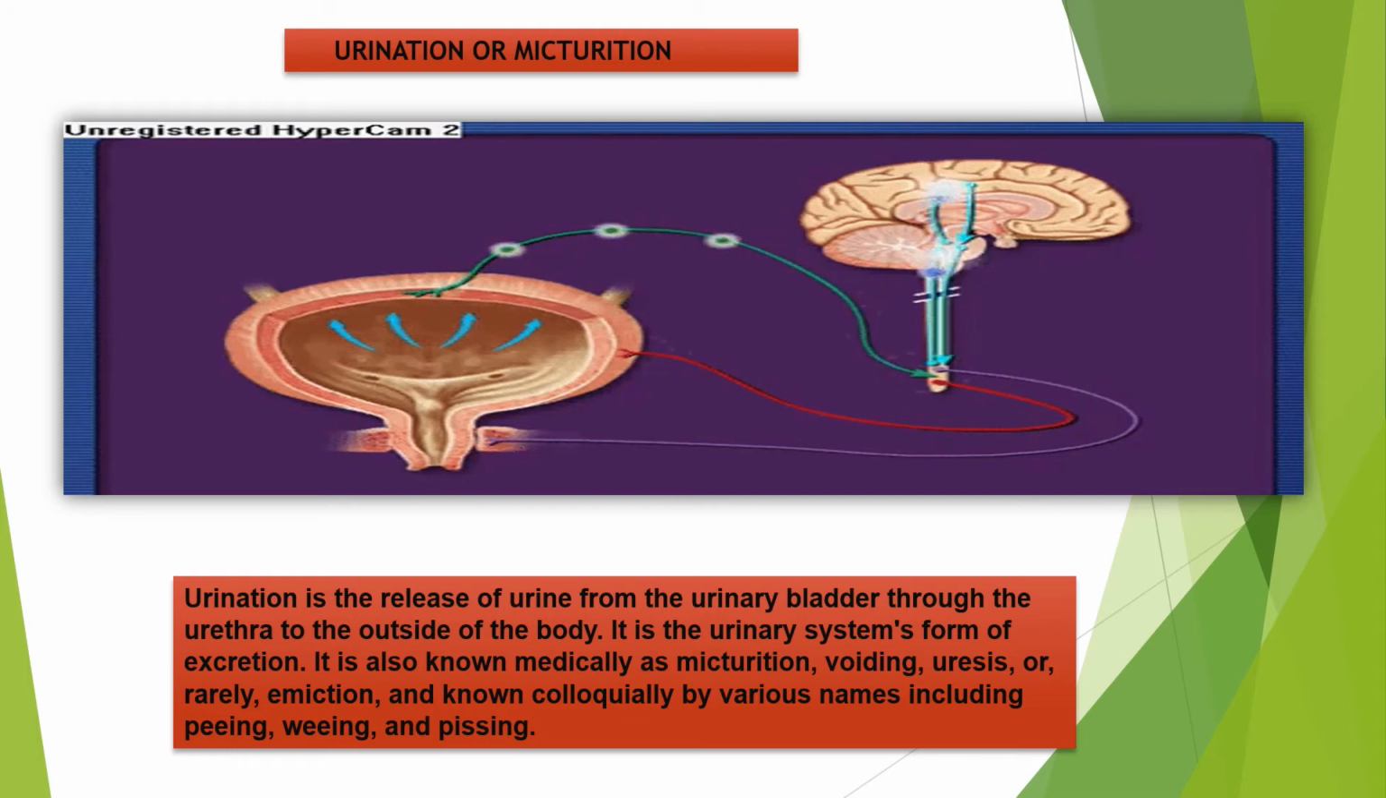You can see in the diagram, from the central nervous system, that is pons and CNS total, including pons. Actually, the total system of micturition or urination has been regulated.